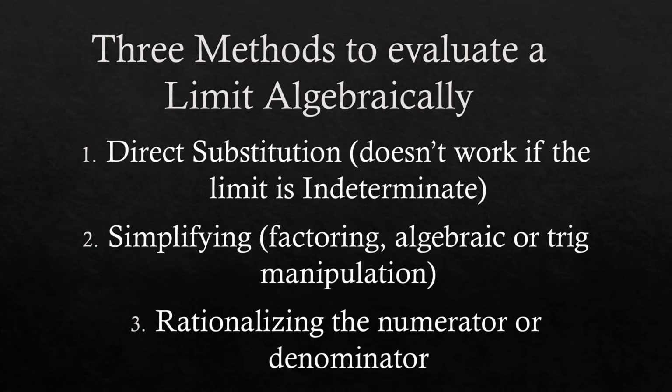Today, the 2 methods you're going to use are simplifying and rationalizing the numerator and denominator. Simplifying could be factoring. It could be finding the least common denominator of a rational function. It could be using some of your trig identities that we learned early in the week to manipulate the function. You can also try rationalizing the numerator or denominator. Now, I know in classes past, they've drilled in your head rationalizing the denominator, but in this class, we sometimes find it necessary to rationalize the numerator. So you need to be familiar with conjugates as well.